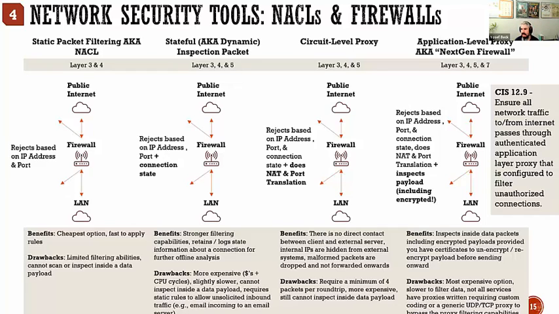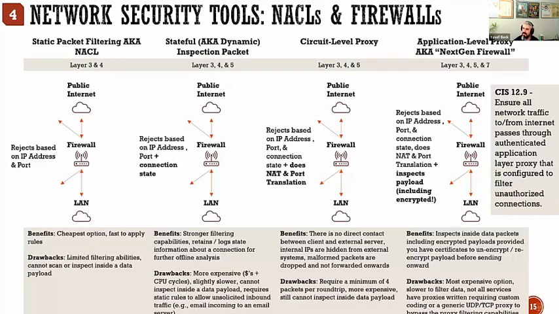The final level, right, is a next-gen firewall, also known as an application level proxy. And so this is looking at layers 3, 4, 5, and now 7, which is where we get the ability to be application aware, and it can see inside and it can strip off encryption, it can re-encrypt, and it can inspect the packets inside from a malicious content perspective.